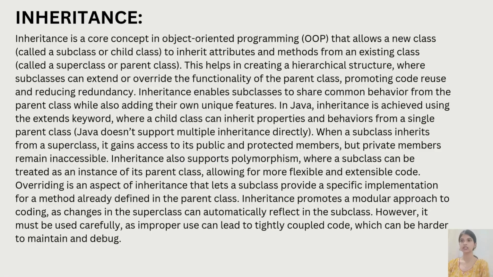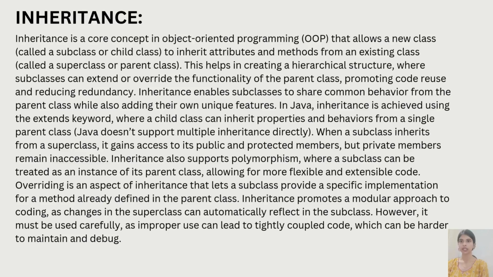Inheritance. Inheritance is a core concept in object oriented programming that allows a new class, which is also called a subclass or a child class, to inherit attributes and methods from an existing class, which is also known as a superclass or parent class. This helps in creating a hierarchical structure where the subclasses can extend or override the functionality of the parent class, promoting code reuse and reducing redundancy. Inheritance enables subclasses to share common behavior from the parent class while also adding their own unique features.